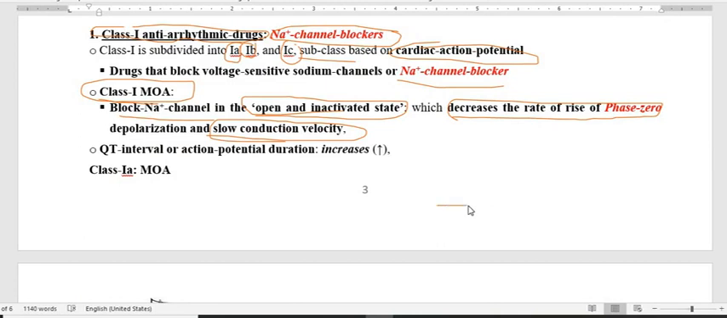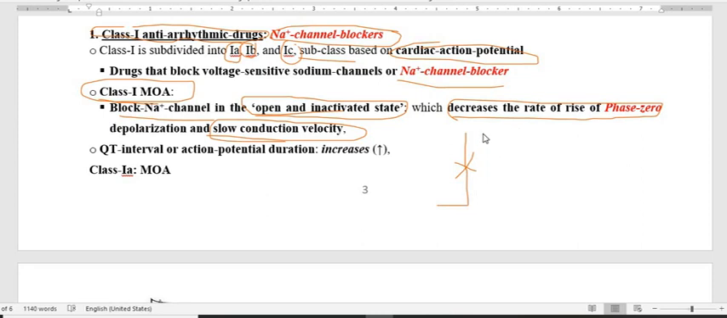This is the phase 4. There is a rapid entry of sodium, which is taking the potential from minus 90 millivolt to plus 40 millivolt because of the entry of sodium. So when you are blocking this pathway, it affects the depolarization state, the phase 0 state. The rate of depolarization decreases.